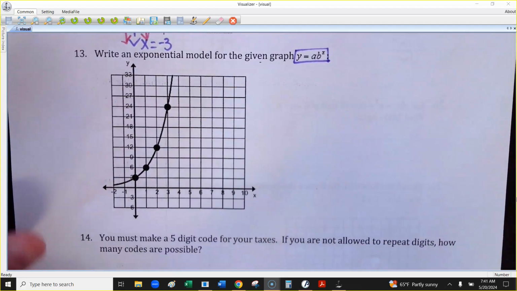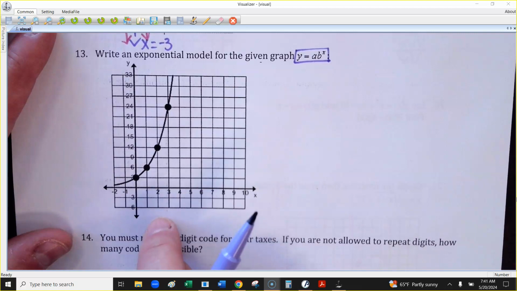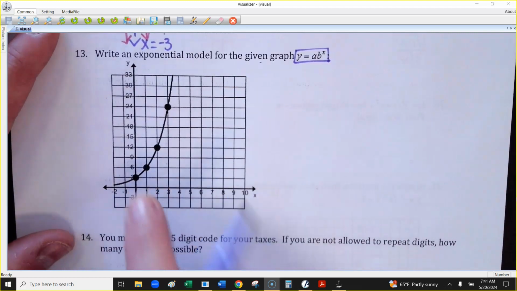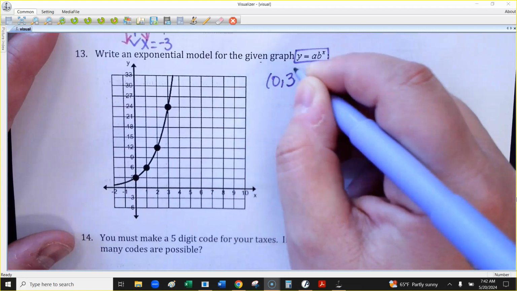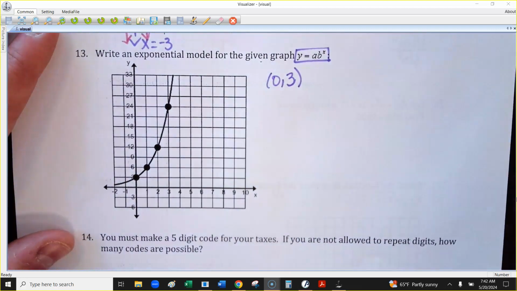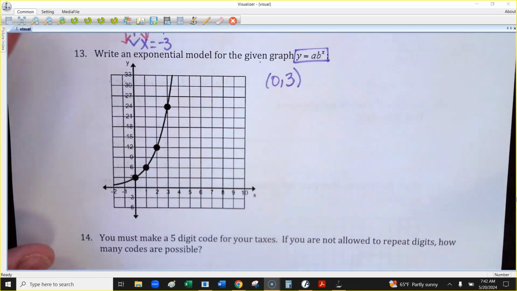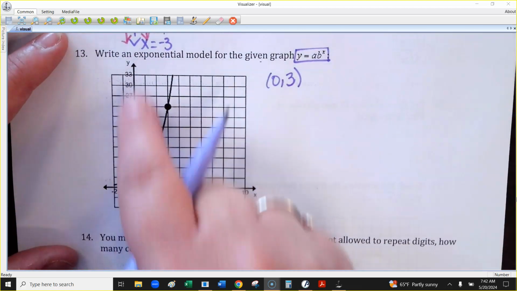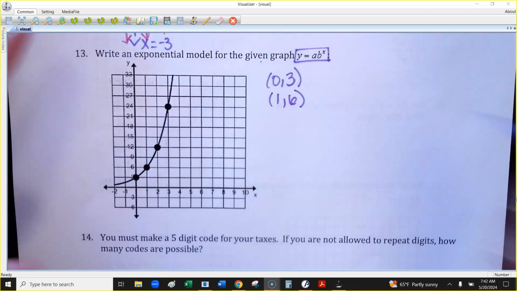If you have a point that does go through 0, which this one does, definitely use that point. So one of the points that's marked on there is 0, 3. If you can get one with 0, it'll make this so much easier to do. And then literally any other point on there. The scale on this is a little weird, so make sure you pay attention to that. I'm just going to grab the point 1, 6.